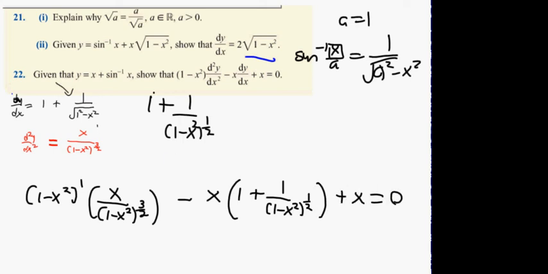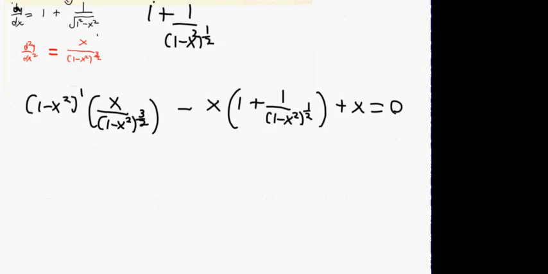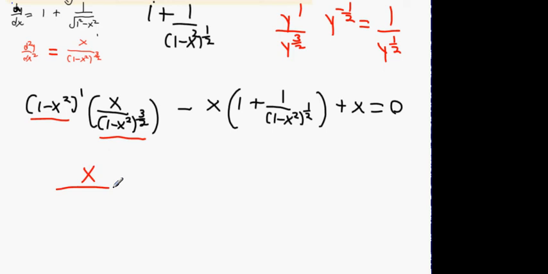Now, look at this, guys. What we're looking at is the powers, 3 over 2 and 1. What's y to the power of 1 divided by y to the power of 3 over 2? Can anybody tell me? Y to the power of minus a half, and y to the power of minus a half is 1 over y to the power of a half. So basically the x is not involved, and on the bottom is going to be 1 minus x squared to the power of a half. That part's done. Now we're going to multiply them by x.